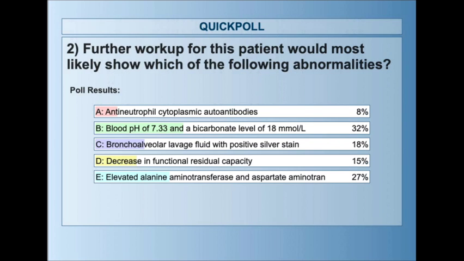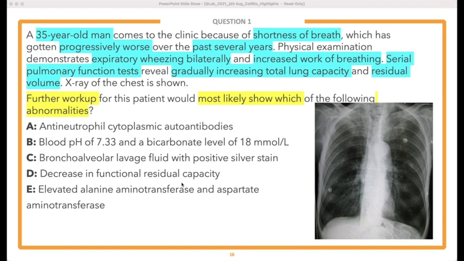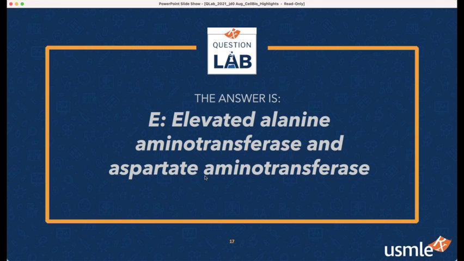So no clear majority here amongst the crowd tonight. I'm going to hide the results and reveal the answer. And the answer is E, elevated alanine aminotransferase and aspartate aminotransferase. Well, why is E the correct answer? To help us with this, we're going to turn it over to Paris. Paris?